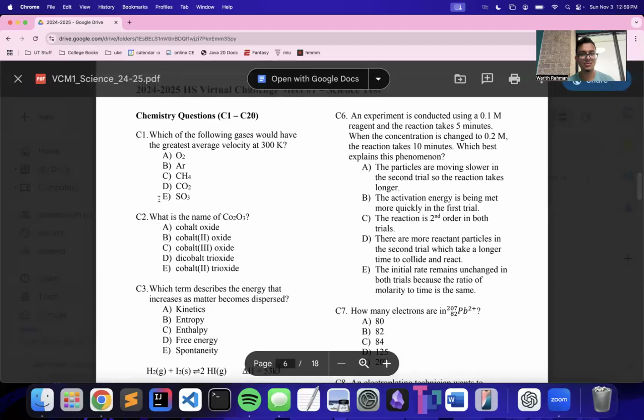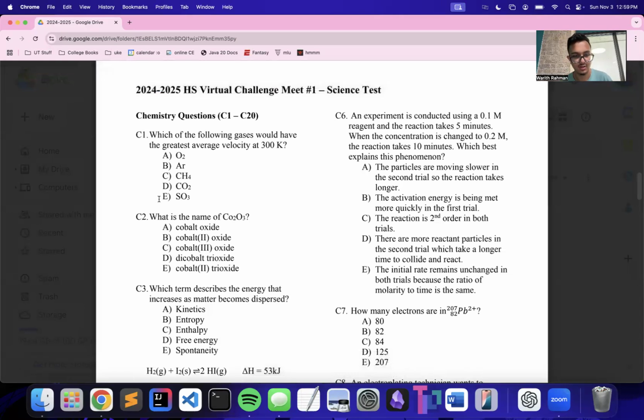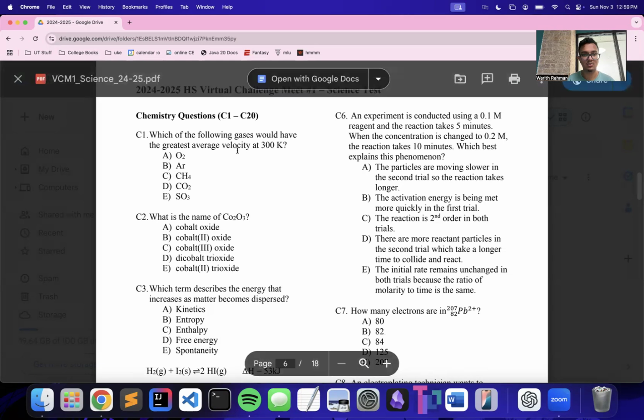visited from A&M. So we're gonna go ahead and get started on this VC1 chemistry walkthrough because based on the YouTube, that was the most wanted option. Okay. So C1, which of the following gases would have the greatest average velocity at 300 Kelvin?